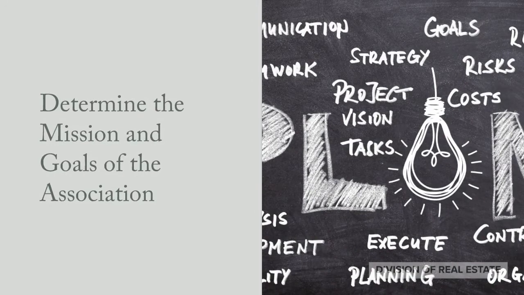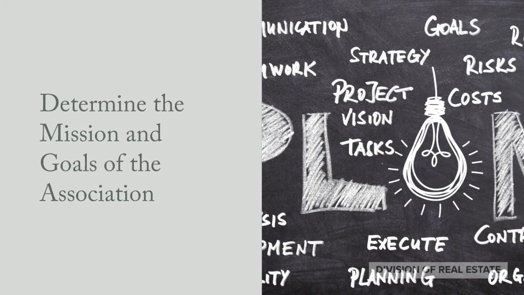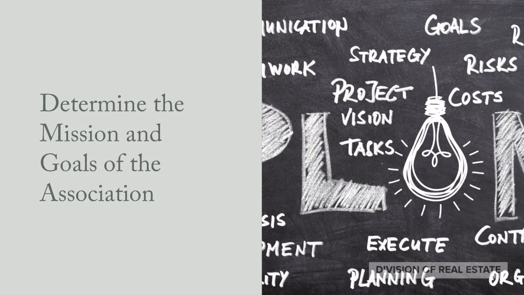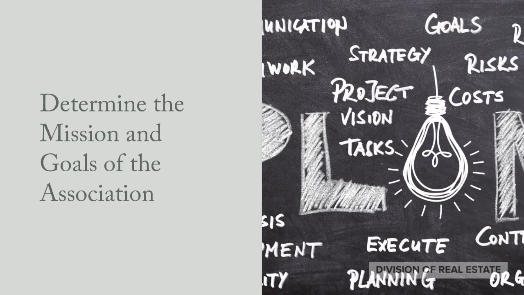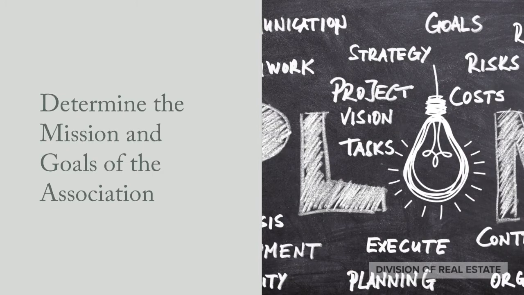An effective HOA board should determine the mission and goals of the association, establish board and management policies and procedures, assure that financial resources are available, and actively monitor the association's allocation of those resources to effectively and efficiently operate the association for the betterment of all its owners.